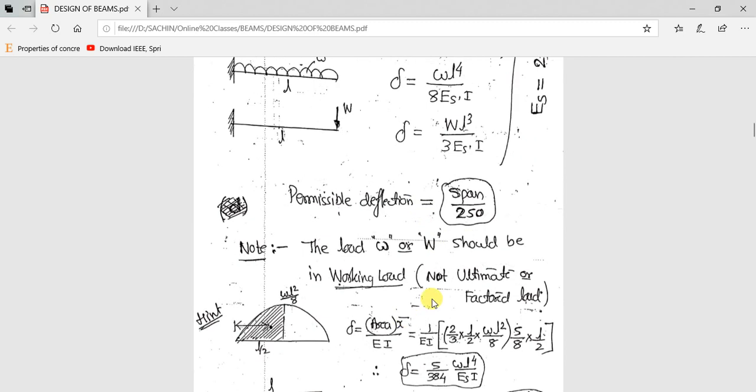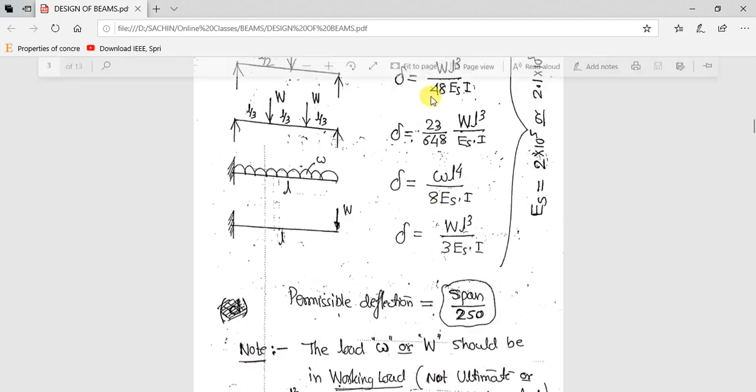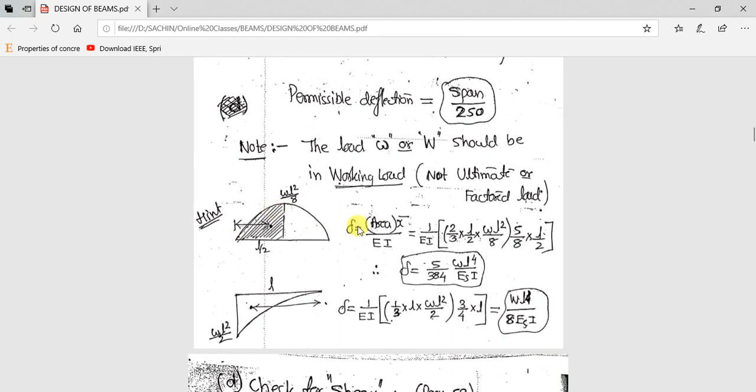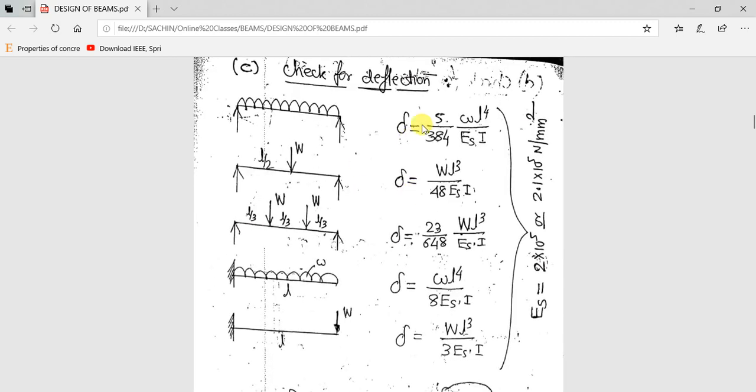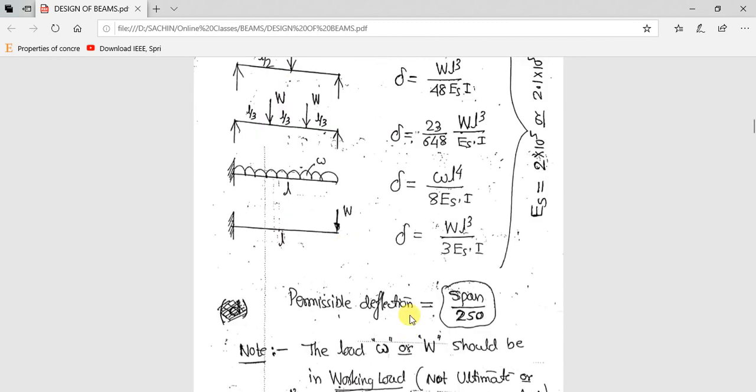Here he has given an example of how to derive these formulas. It is done by the moment area method. This is for the simply supported case and this is for the cantilever case. So this is how deflection will be checked. We will be calculating the actual deflection based on the type of support or type of beam and the type of loading, and comparing it with permissible deflection, which is obtained by span by 250.